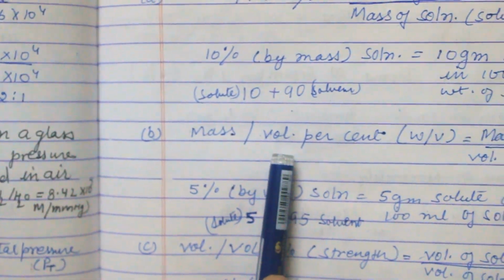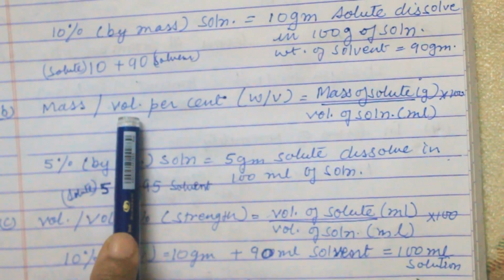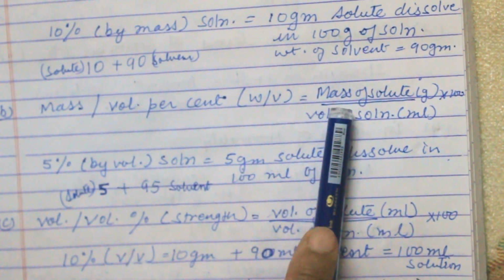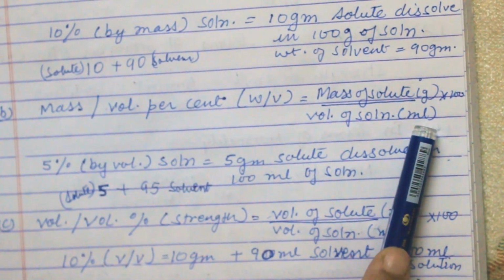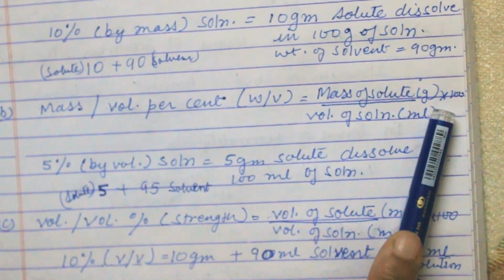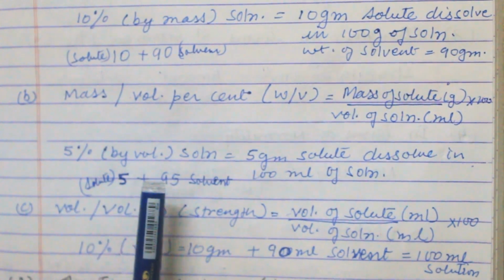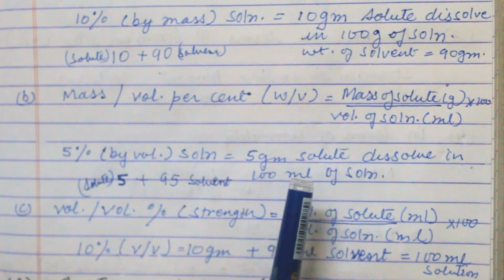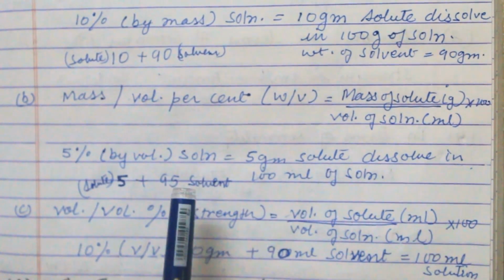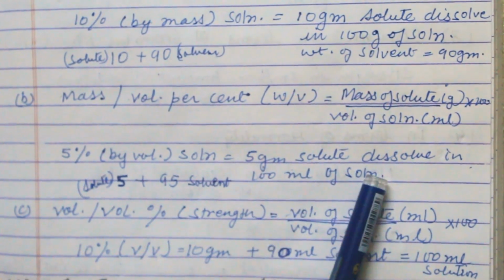Now mass and volume percentage, that is W by V, where mass is represented by W and volume is represented by V. So mass of solute in gram and volume of solution in ml, and we multiply by 100 for the percentage. Now if a 5% W by V solution is there, then 5 gram of solute is dissolved in 95 gram of solvent to make 100 ml of solution.